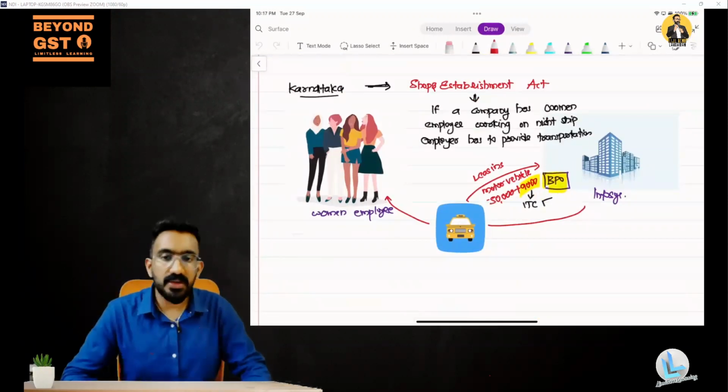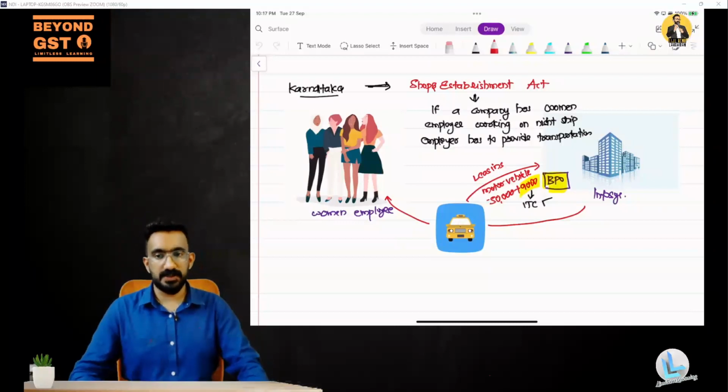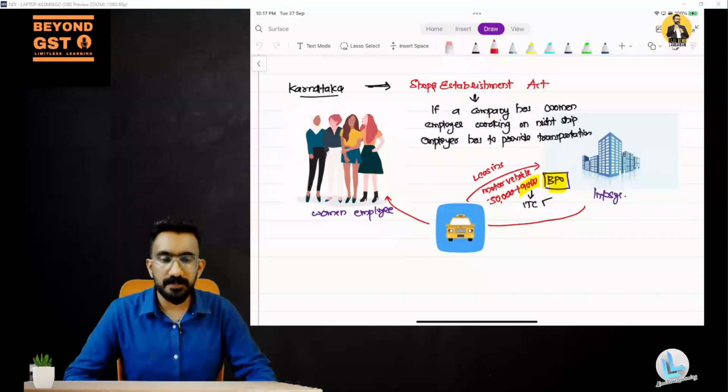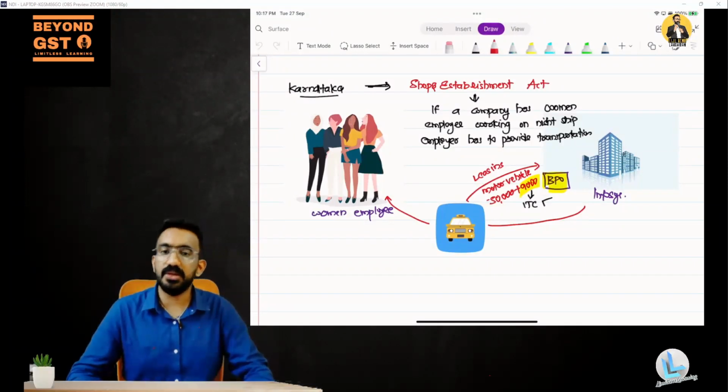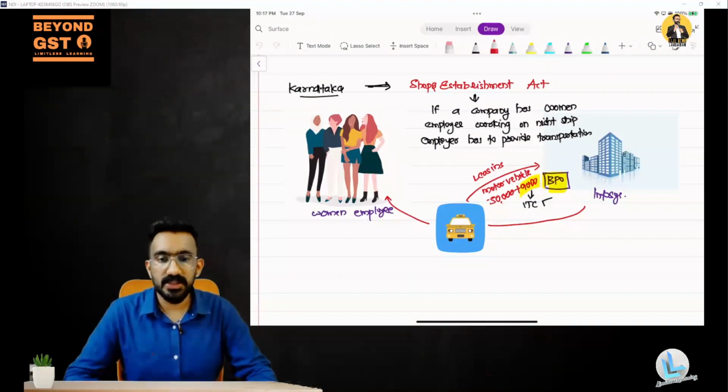To give you a very simple, straightforward example, there's an act called Shops and Establishment Act in Karnataka, which says every employee who's working in a company in a night shift, if it's a women employee, the employer has to give them pick-up and drop services. So the employee is working in BPO services of Infosys in Karnataka. Now, Infosys takes a vehicle on hire. They have leased out a vehicle to give the women employee pick-up and drop services. Because of this leasing, they are incurring 50,000 plus 9,000 GST on a monthly basis.